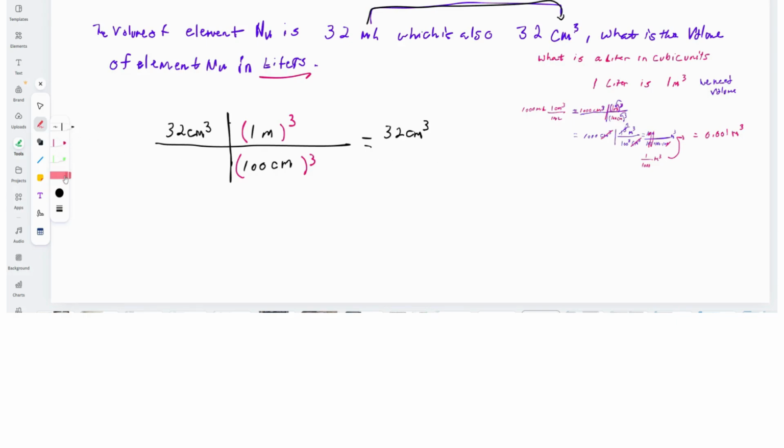Oh, I'm sorry. I messed up again. I keep messing up my units. Wait, no, I'm correct. So then I need to divide that by 100 cubed, centimeters cubed. Centimeters cubed cancel. And then I'm left with meters cubed. It's going to be 32 divided by.